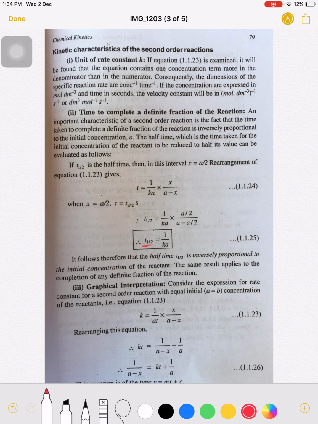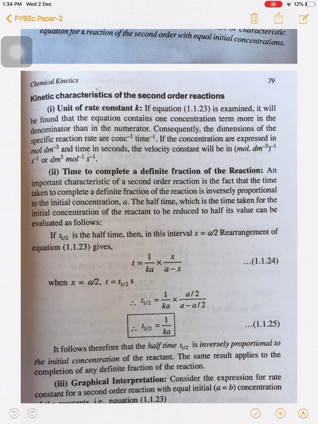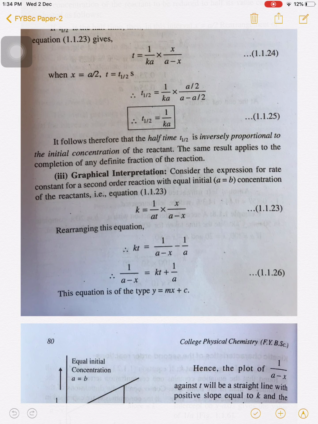Now see here, this is the half time, this is the initial concentration, both are inversely proportional to each other. The half time for the second order reaction is inversely proportional to the initial concentration. So the next property is a graphical representation here. By use of this graphical representation, we can calculate the K value also.